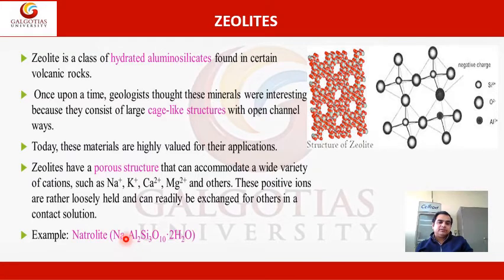Okay. Once upon a time, Julius thought that these minerals were very interesting. And today, these minerals are highly valued for their applications because they can be utilized for water treatment and for irrigation purposes. They can also be utilized for agriculture in the form of nanozeolites because they can absorb water which can be utilized for further use. And they have a porous structure, as we can see in this case.